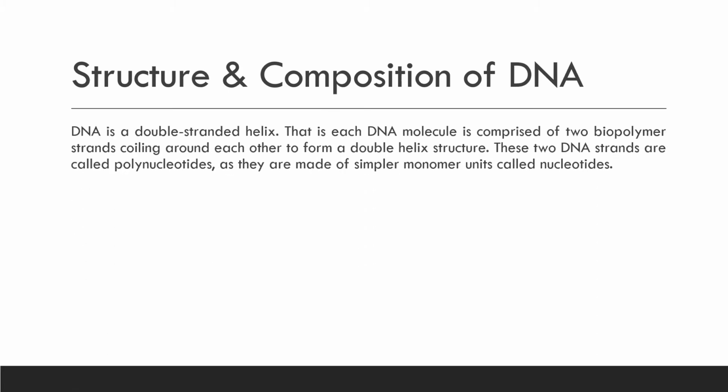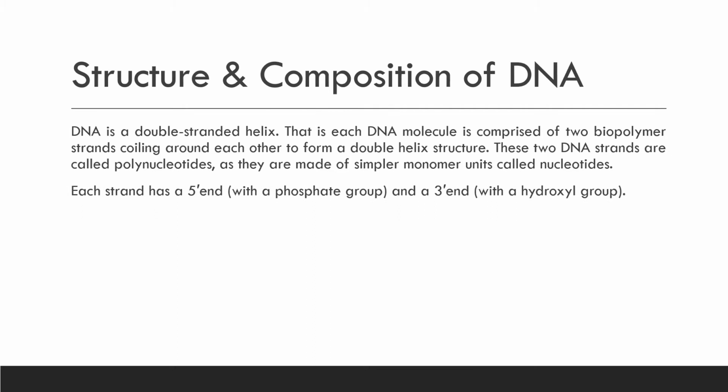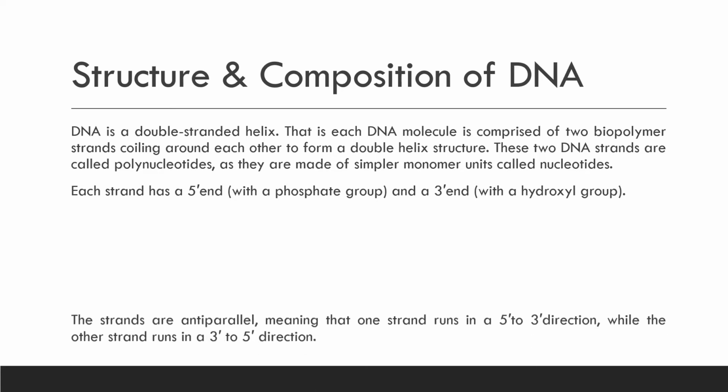Structure and composition of DNA. DNA is a double-stranded helix. That is, each DNA molecule is comprised of two biopolymer strands coiling around each other to form a double helix structure. These two DNA strands are called polynucleotides, as they are made up of simpler monomer units called nucleotides. Each strand has a 5' end with a phosphate group and a 3' end with a hydroxyl group.